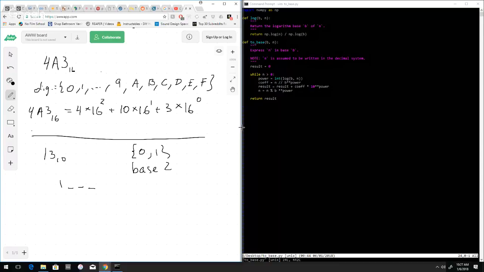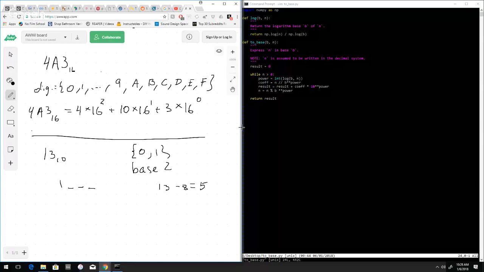Now, so far we have 2 to the third power. That's 8. So far we've accounted for 8. What is remaining? Well, 13 minus 8 is 5. This is my new number now. Now I ask myself the same question. This process repeats. What is the highest power of 2 that fits in 5?